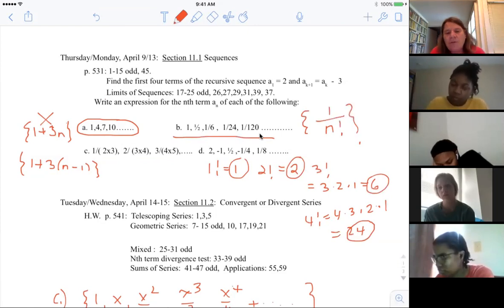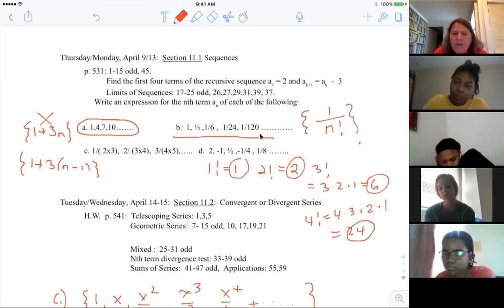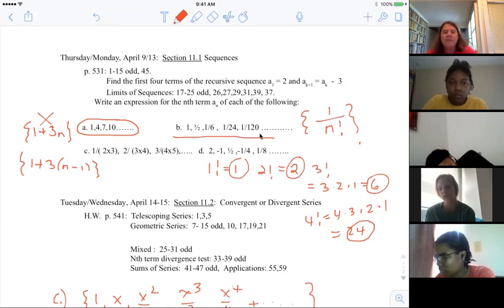And unless you've done a lot with factorials, you might not have recognized that. It would be hard to see and hard to get a feeling for that, but that's what it is. It's 1 over n factorial. 1 factorial is 1, so that gives me 1. 2 factorial is 2, so that gives me a half. 3 factorial is 6, so that gives me a sixth, and so on. Okay, so that's what that one is.